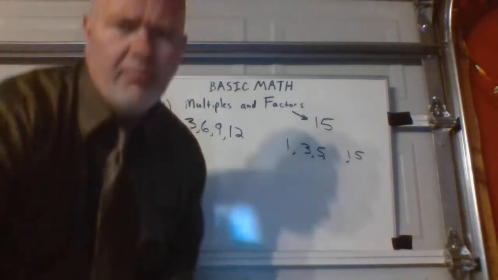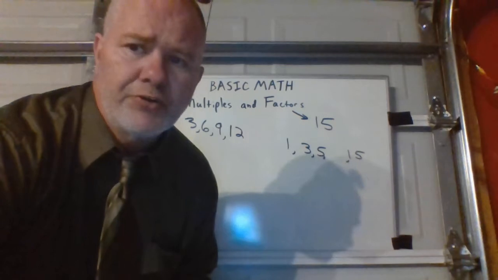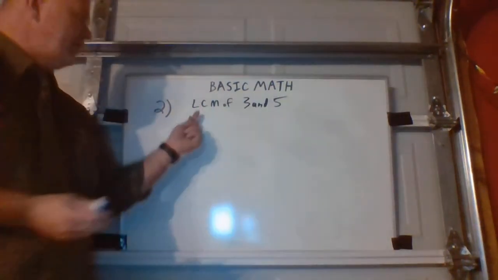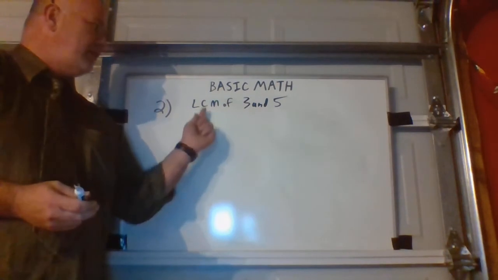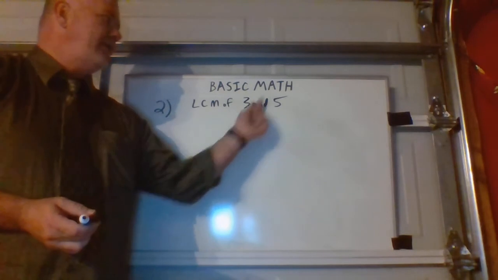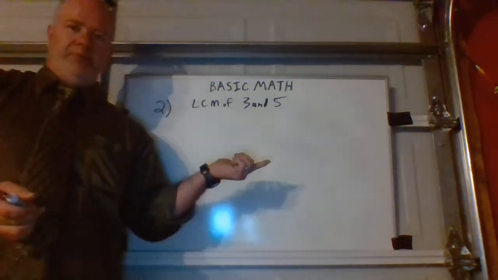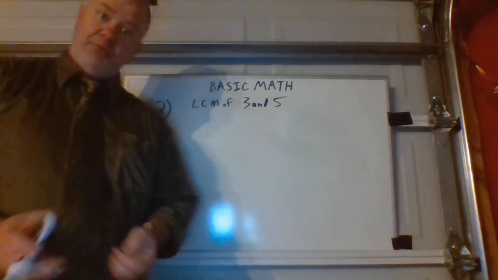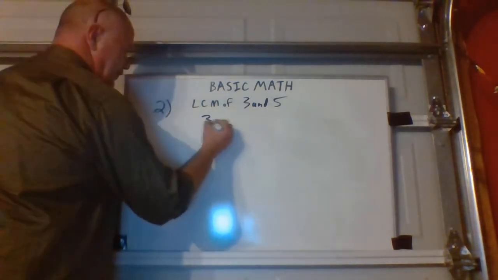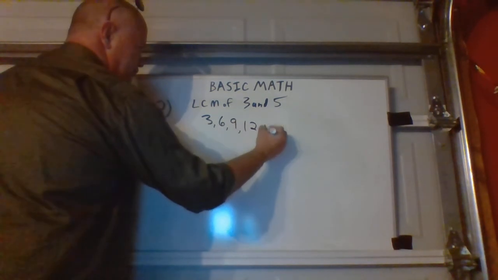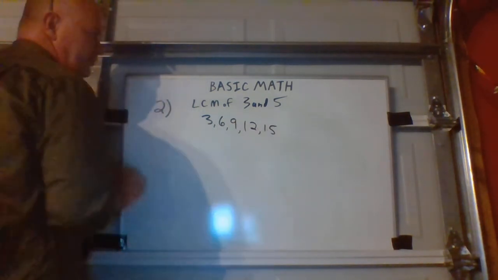I'm going to pause for a moment and talk about a couple of other terms directly related to these. Okay, let's talk about the LCM, or least common multiple, or lowest common multiple of 3 and 5. So we're talking multiples. So we take each one of these numbers and we start to multiply them. We've got 3, 6, 9, 12, 15. That's as far as we need to go for the number 3.